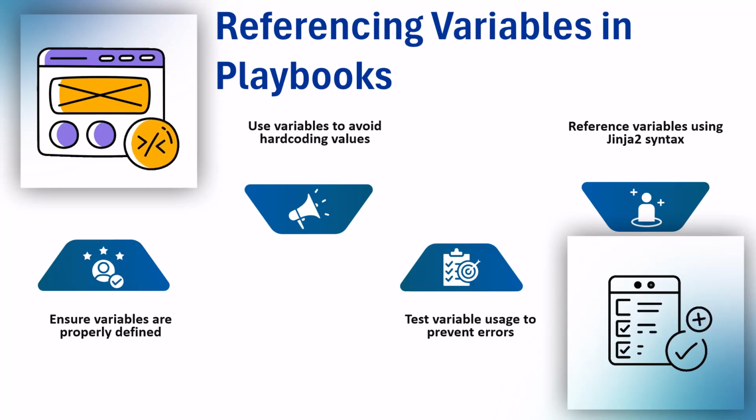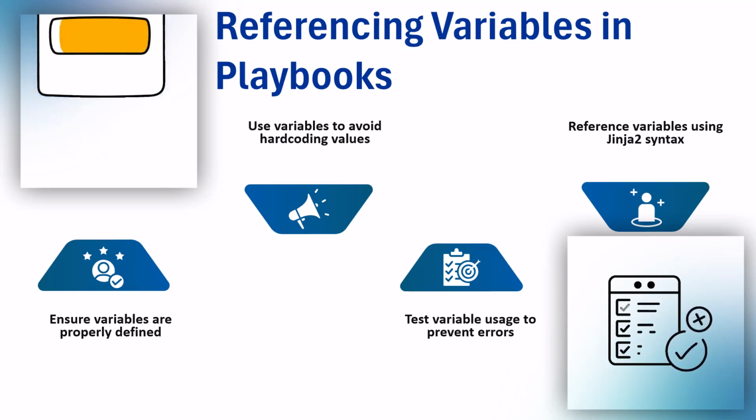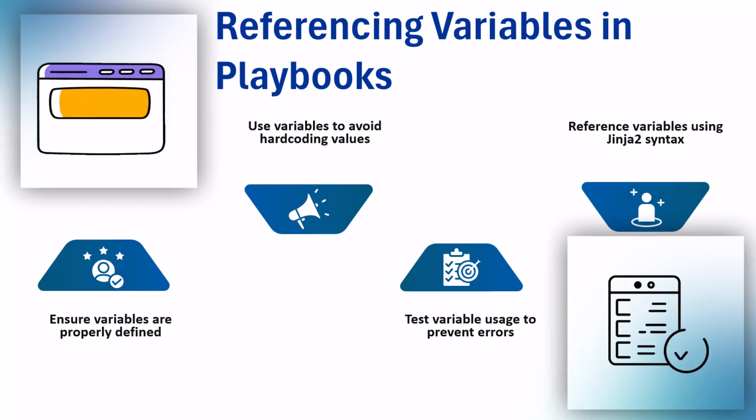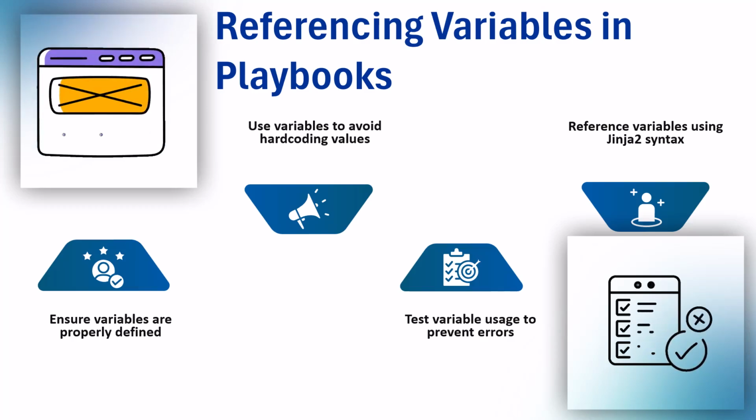Variables in playbooks are like secret ingredients in a recipe. Skip them, and suddenly things go wrong. Instead of hard-coding values, use variables to keep things flexible. Jinja2 syntax makes referencing easy, but make sure they are defined. Otherwise, your playbook might panic. Lastly, always test your variables unless you enjoy debugging at 2 a.m.